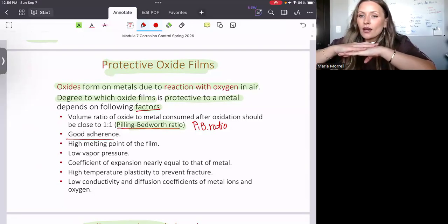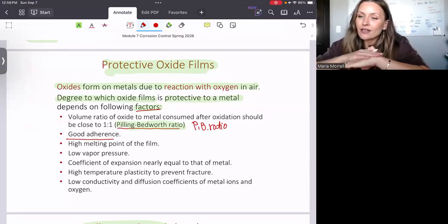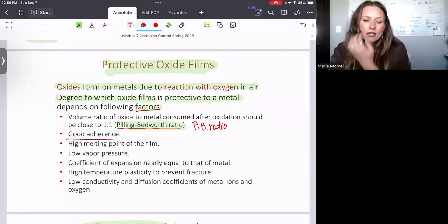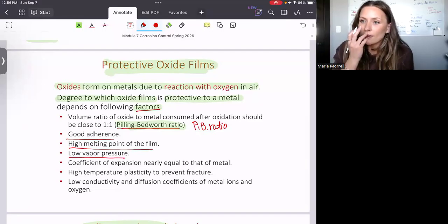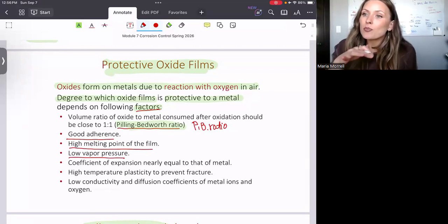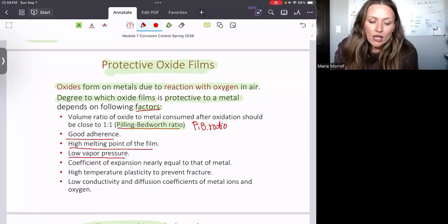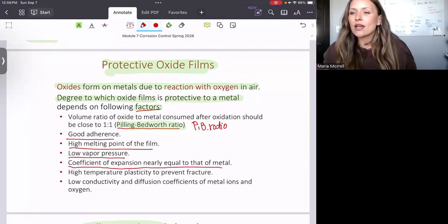You want this oxide layer to be almost like a very, very strong paint that protects the metal underneath. You also would like to have a high melting point of the film, and low vapor pressure. You just want this coating to be coherent, with good adhesion, and have the ability to stay put. What is also very important is that you want the coefficient of expansion nearly equal to that of the metal. So what does that mean?